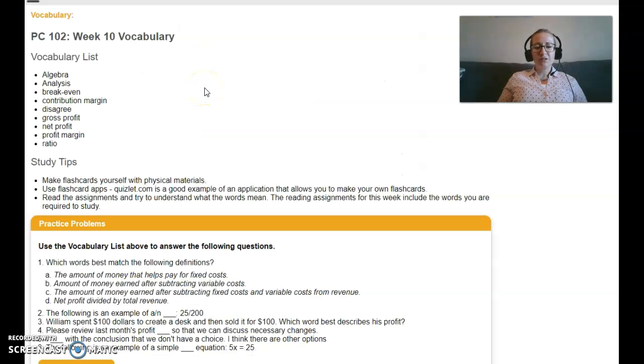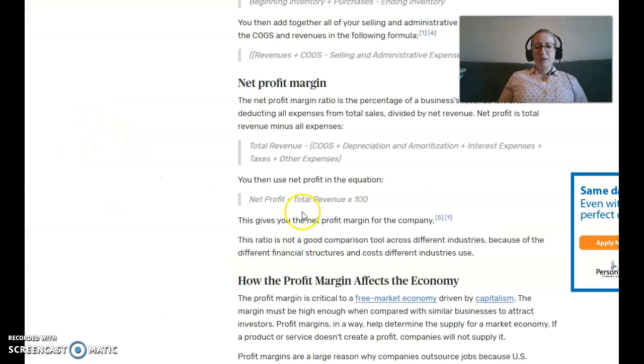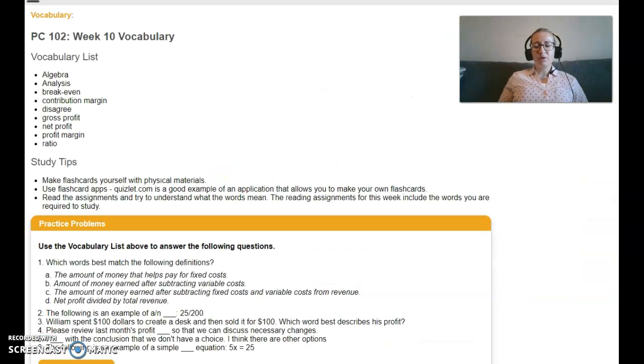Profit margin is the next word. Profit margin is how much money you actually made after you've paid all your expenses. The final word is ratio. Ratio. This is typically a comparison, or like, for example, if you're cooking, you would say, I need 1/4 cup raisins. That's a ratio.